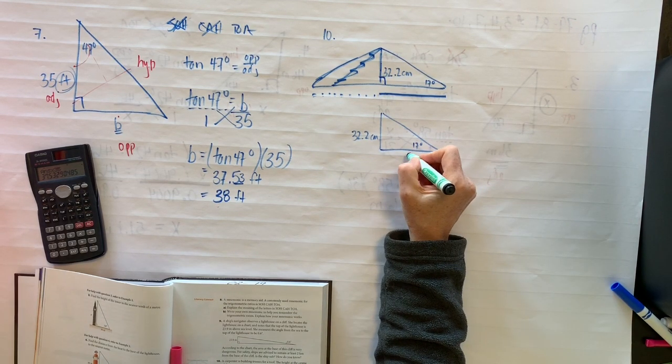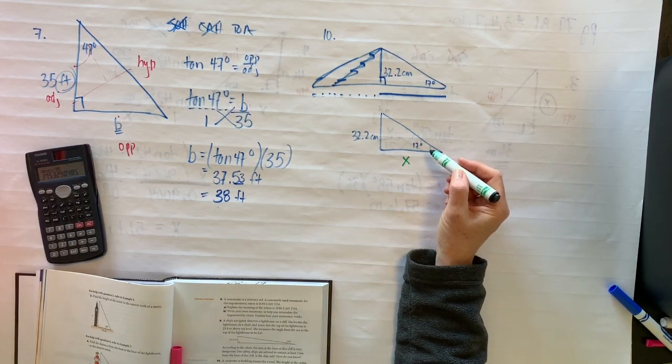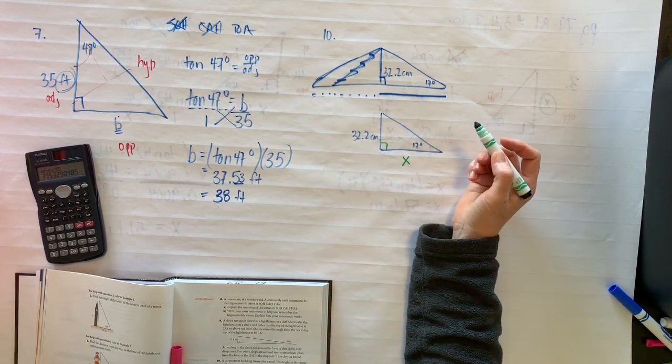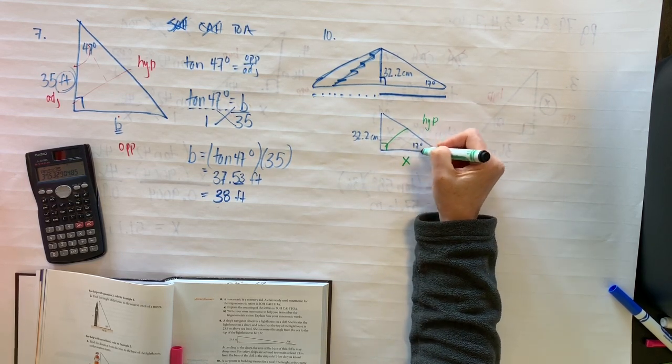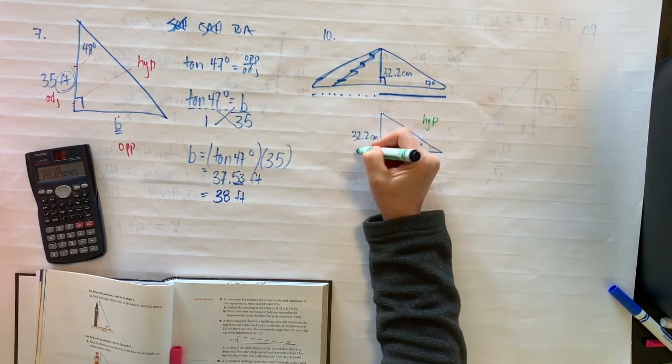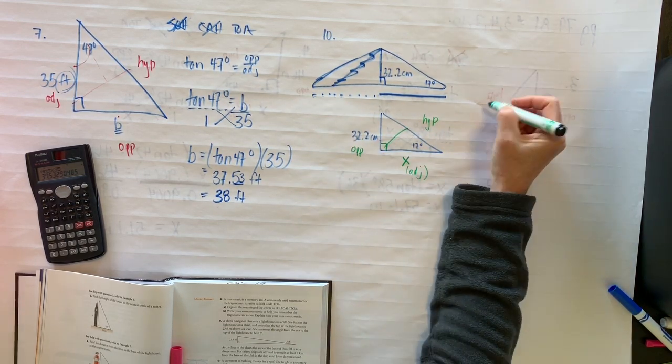Okay, so what I'm trying to look for is, let's just label this X. That's what I'm trying to find. Okay, so let's label our triangle. This is going to be my right angle if I'm building it properly. So this is going to be my hypotenuse. This is my angle of interest. So this is my opposite. This is my adjacent. Oh, look, it's tan again.